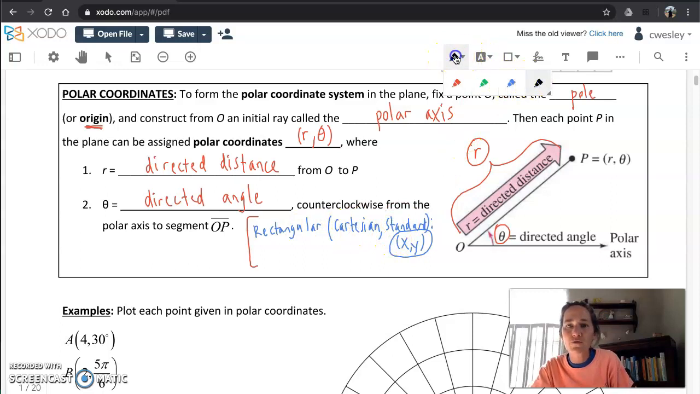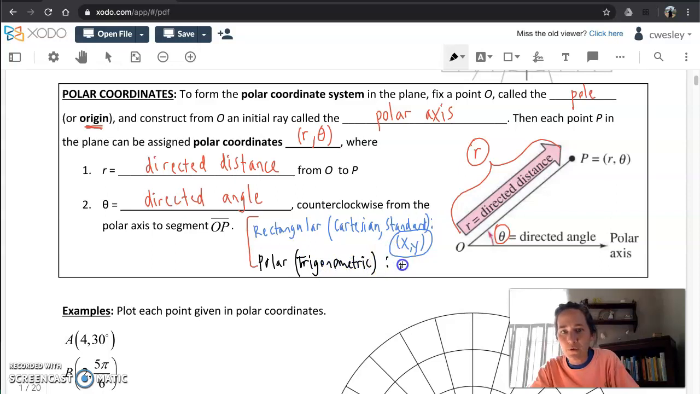X comma y are coordinates that are rectangular, Cartesian, or standard. Polar, I can only think of two names for polar coordinates. We're going to call them polar coordinates. That's what the packet is called, for goodness sake. So in the book, you'll sometimes see polar coordinates referred to as trigonometric coordinates, and they will be known as a radius, comma, a central angle, theta. Okay, keep all this in mind.